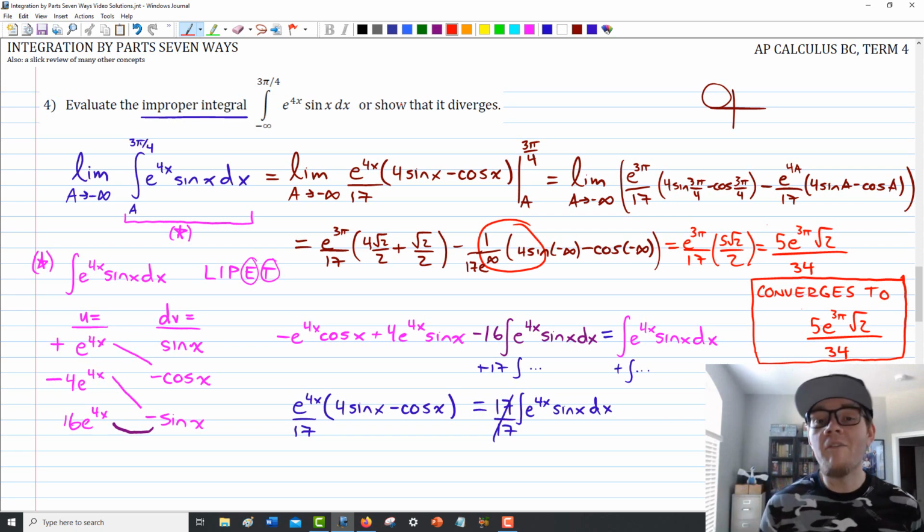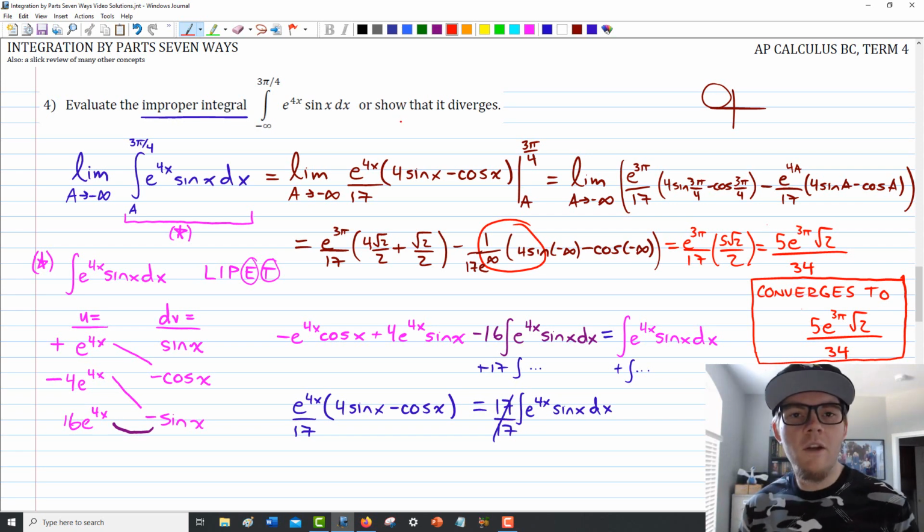So halfway or over halfway through, feeling pretty solid about integration by parts, at least 4 ways.